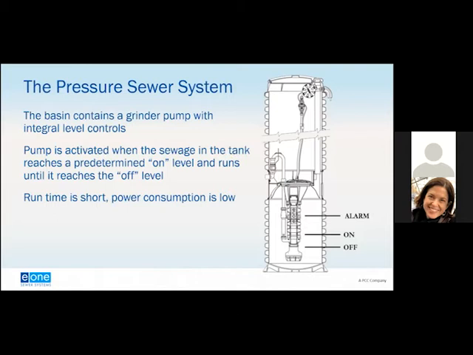So the runtime is short. Being a 1 horsepower grinder pump, the power consumption is low. In the case of an E1 system, the pressure level controls are determined by pressure level switches. So you don't have what you would typically have as a float tree within a lift station or even centrifugal grinder pump basins.